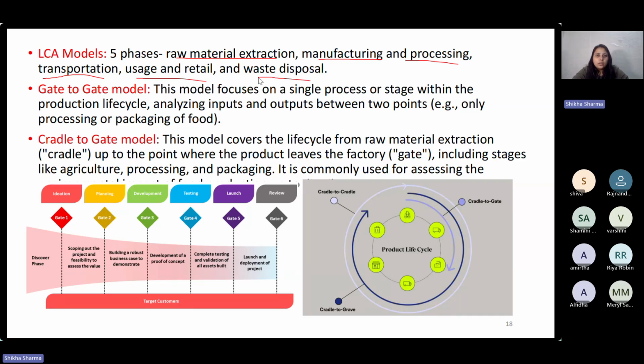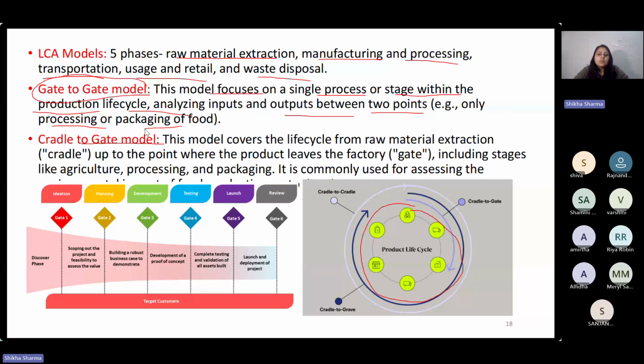So this is the 5 stages of a product life cycle. In the LCA model, we have different models, like gate to gate model and cradle to gate model. The gate to gate model focuses on a single process or stage within the production life cycle, analyzing input and output between the 2 points. For example, only the processing or packaging of the food.